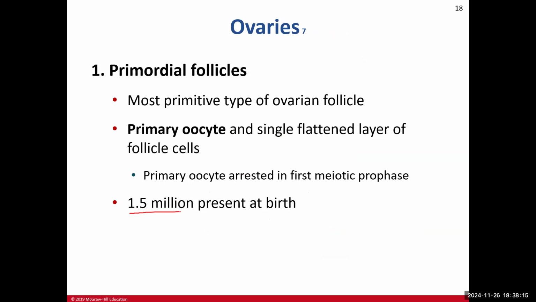So when you're born, again, these primordial follicles are going to undergo mitosis. They're just going to divide. So you'll start off with the parent cell, boom, they'll divide and you get two daughter cells, the same type of thing.